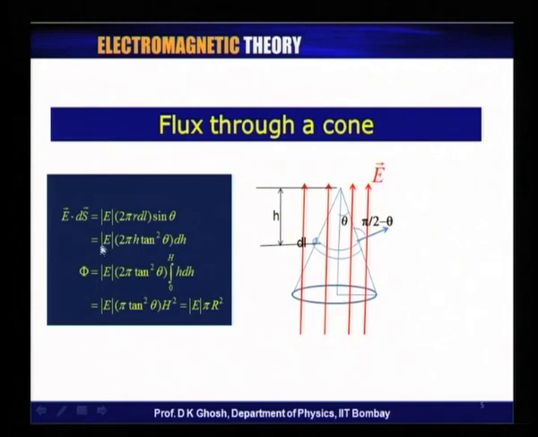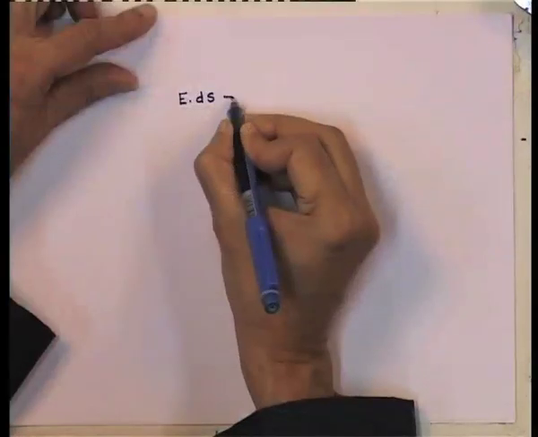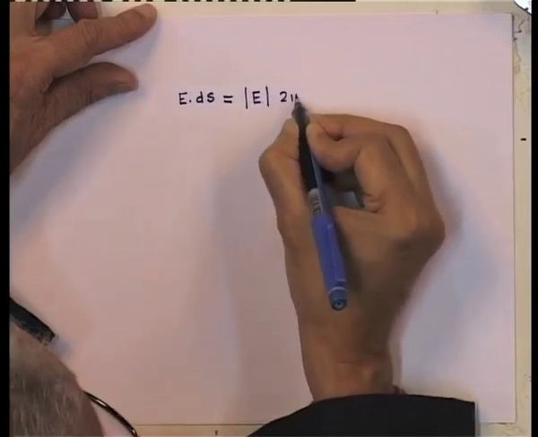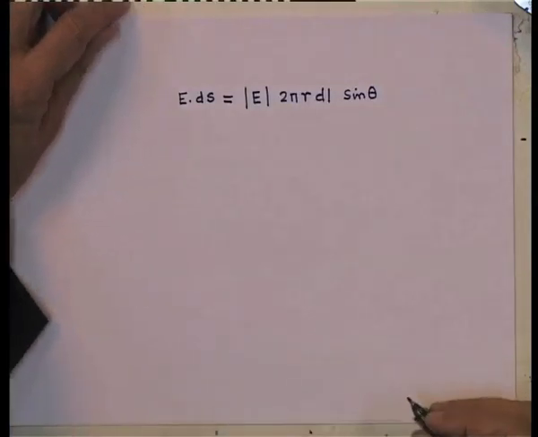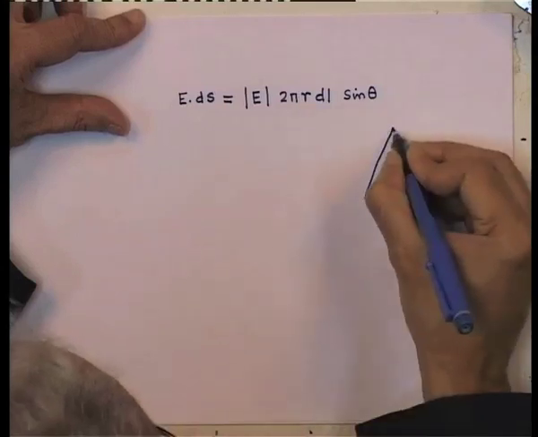What is E dot d s? The E dot d s is of course the magnitude of E times the area of that strip, which is equal to 2 pi r, because r is the radius there, times d l, which is the slanted width. And the second thing is that the angle which the normal to the slanted surface is making with the electric field is obviously pi by 2 minus theta. So, I get 2 pi r d l cosine of pi by 2 minus theta. So, let us write it again. E dot d s is equal to magnitude of E times 2 pi r d l times sin theta. Now, let us look at this. So, let me redraw this picture on this.